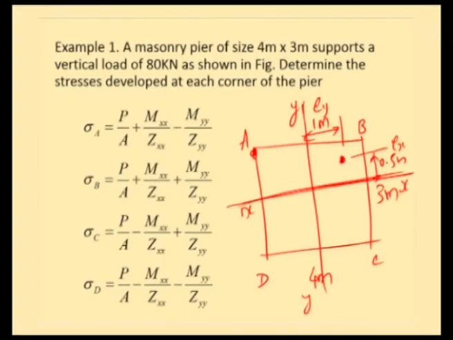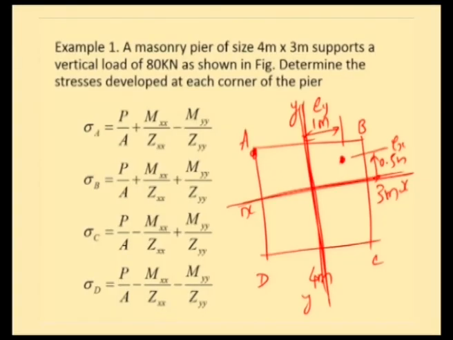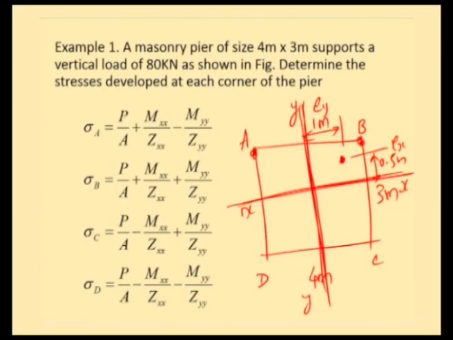Whereas, with respect to YY axis, our corner of interest is to the left side of the YY axis and the load acts on the other side, that is, the right side of the YY axis. In that case, tensile stress will come into play, produced by the MYY, therefore minus MYY by ZYY. So, plus sign and minus sign we need to assign based on the stress which the load causes to the corners. Similarly, if we take corner B, sigma B, it should be noted that the direct stress is always compressive. So, P by A is always positive, only the sign will change for MXX and MYY. When corner B is considered, the load acts on the same side with respect to x axis and corner B is on the same side.